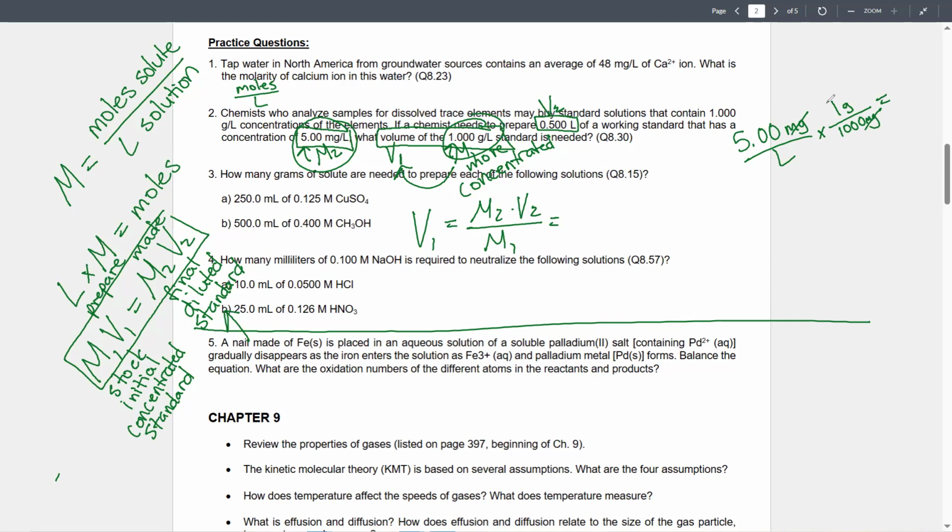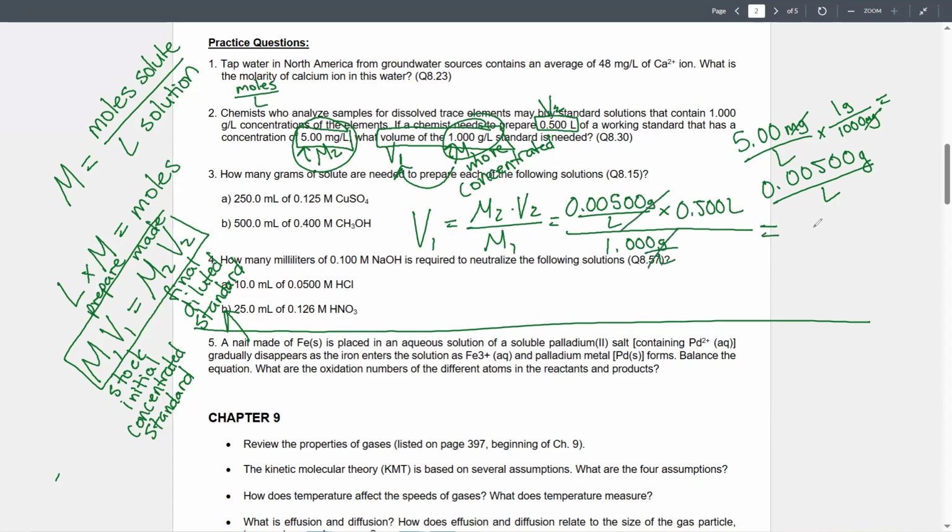So we've got 0.00500 gram per liter. So that's M2. And we can see that it's a smaller concentration than M1, as M2 should be. And then our volume 2 is the one we want to make. So that's 0.500 liter. And then we divide it by M1, which is 1.000 gram per liter. And those two units go away and we're going to be left in liter. So times 0.5, and my volume is 0.0025, and I need 3 sig figs. That's how much of this standard solution we need.